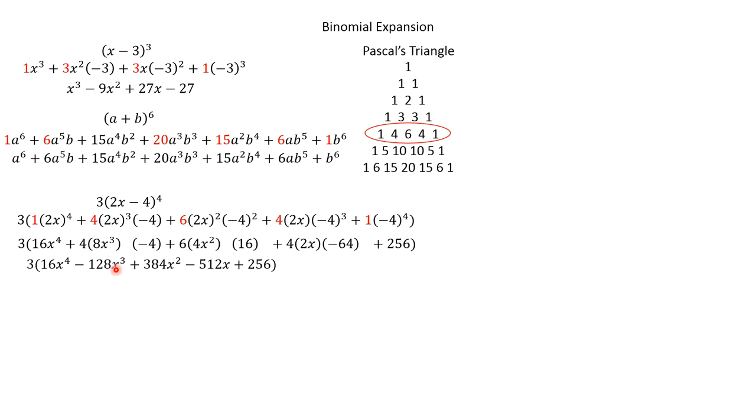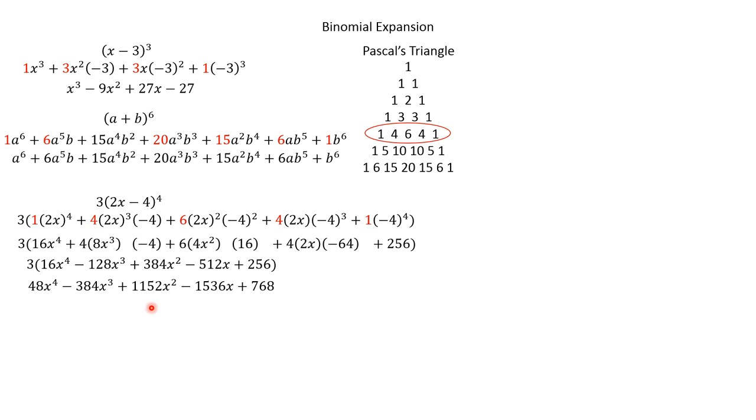I wouldn't expect you to do that multiplication in your head. You're going to be using a calculator for that most likely. Unless, of course, you really want to do it in your head. Who am I to argue? Then finally, this 3 on the outside, we just need to distribute it. 3 times 16 is 48. 3 times 128 is 384. 3 times 384 is big. 3 times 512 is big. 3 times 256 is really big. Don't want to think about those right now.